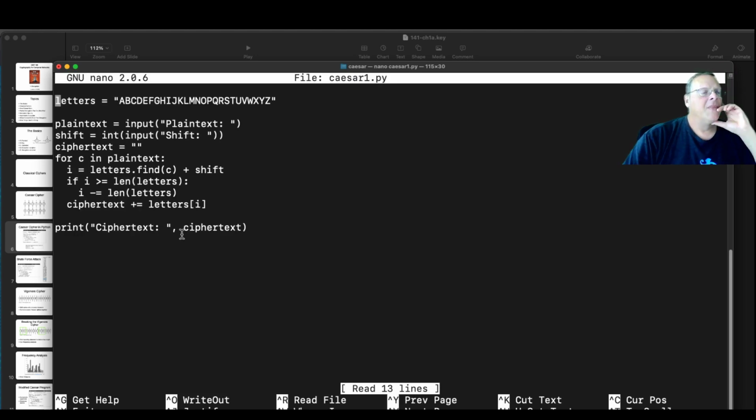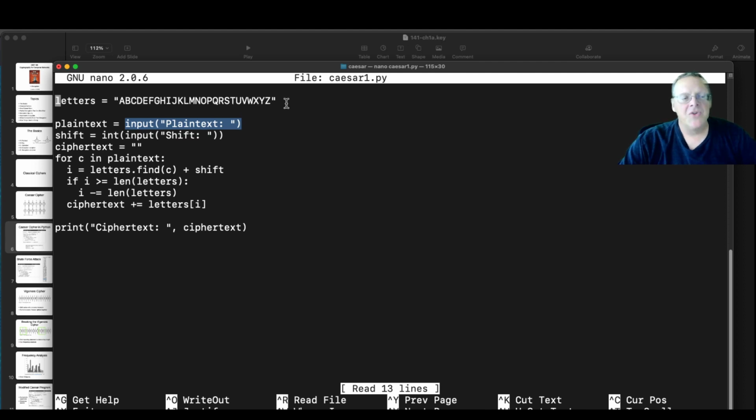all right, so here I define the letters, which are just all the capital letters in order. Now I read the plain text from the user. That's what this does. It takes input from the user, prints plain text, and whatever they type in goes in this variable plain text. Then I ask for a shift number, and then for every character in the plain text, I find the letter in this, and then move it forward by the shift.